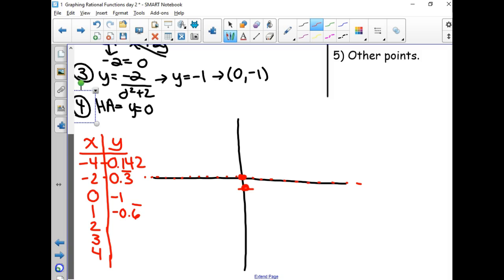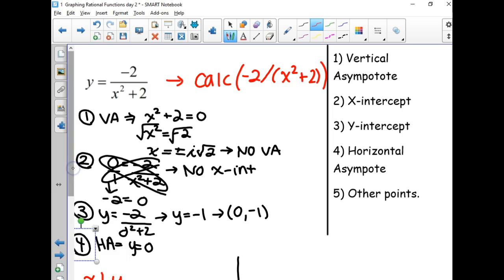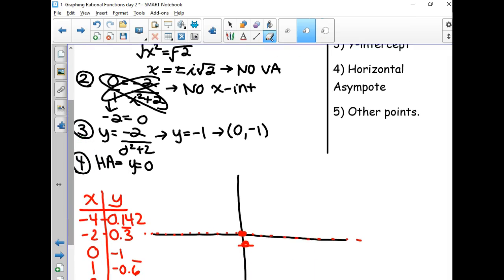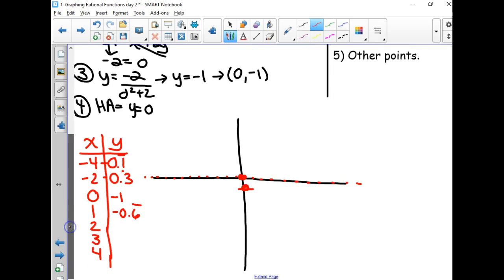Okay, let's try it here. So we're stuck on the -4 right now. So that would be -2 divided by 16 plus 2, so that's 18. And that gives you -0.1. So that's okay. It was probably just a little mistake. Are we okay so far? No. So -0.1, -0.3, -1, -0.6, 2.